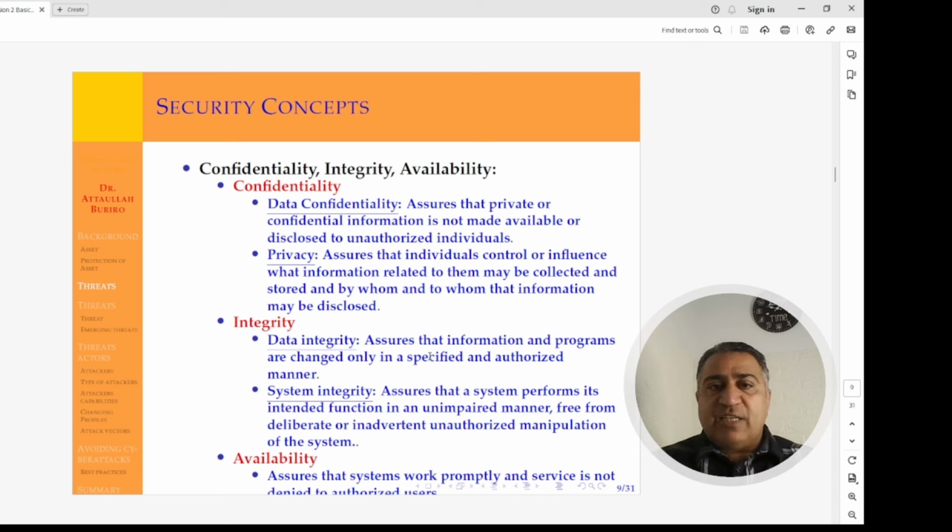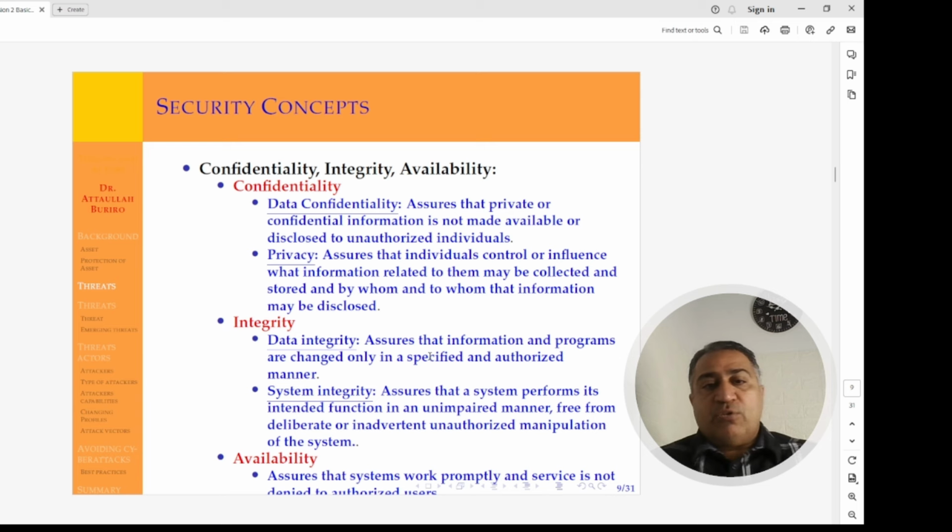What is confidentiality? Confidentiality assures that the information that you are getting is actually coming from the original person that you are supposed to get the information from, for example. So confidentiality means authenticating the person that actually sent you that message, okay? And privacy, for example, assures that individuals control their data. If it is my data, I should have full control or full influence on my data.